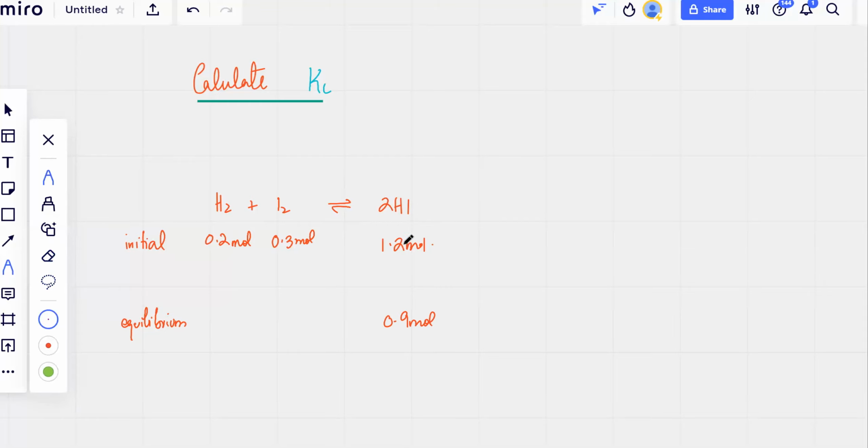So you started off with 1.2, now you've got 0.9. So that indicates that 0.3 are gone, and that indicates that 0.3 reacted. Is this clear? Because the amount of HI is now lesser. Is this clear to everyone? Yes, sir.